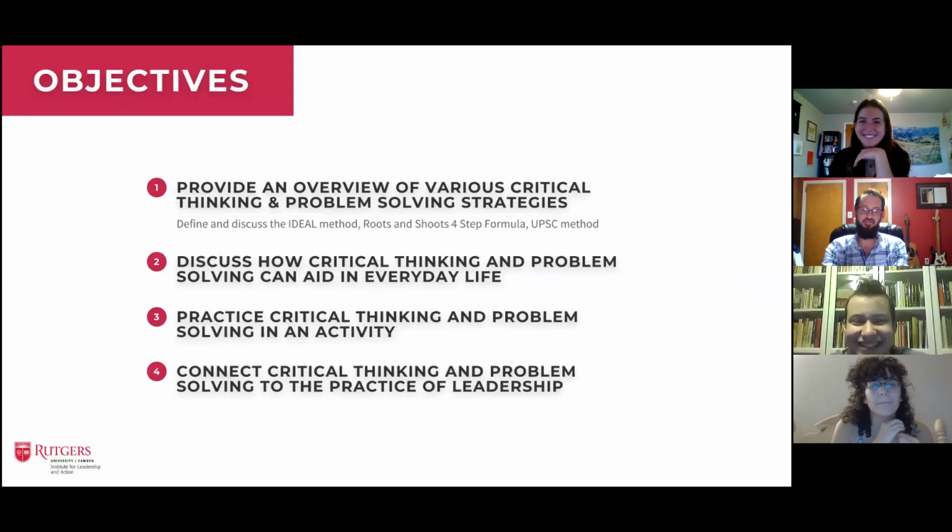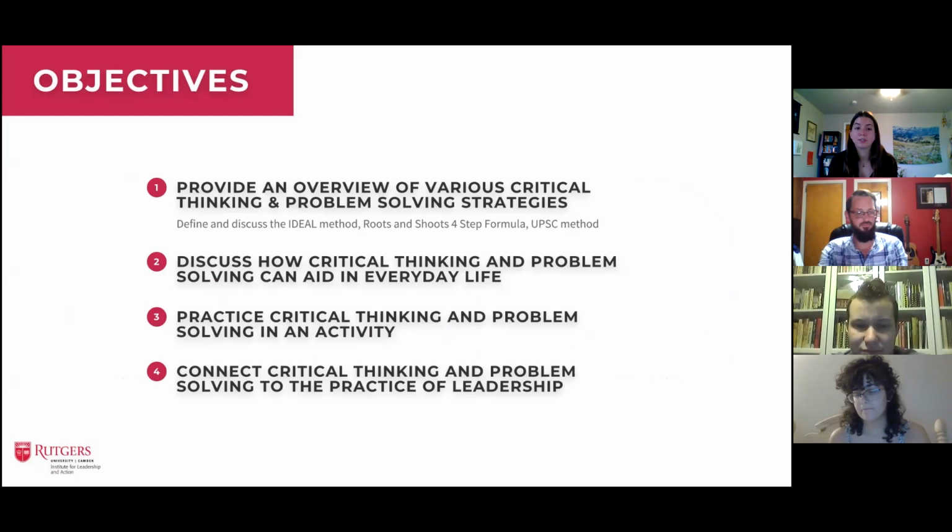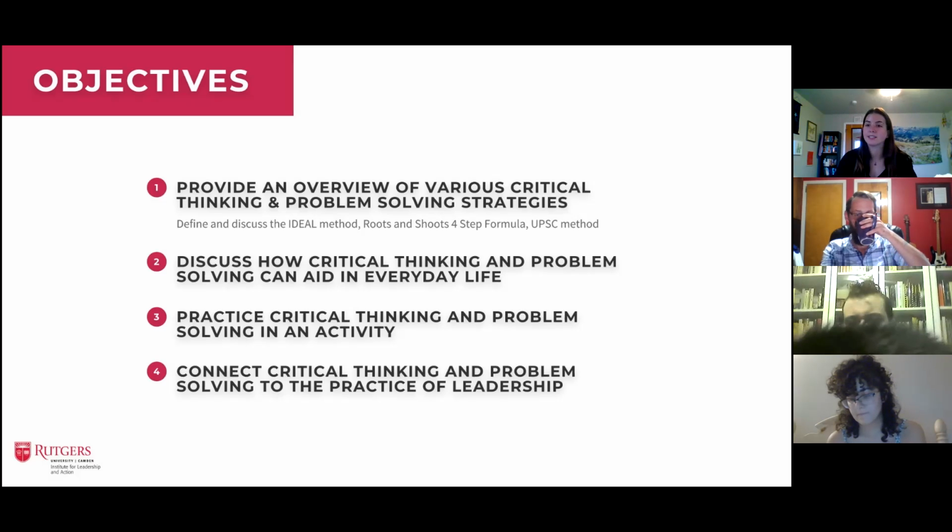And here are our objectives. We're going to provide you with an overview of various critical thinking and problem solving strategies. We're going to go through the IDEAL method, the ROOTS and SHOOTS 4-step formula, and the UPSC method. Then we're going to discuss how critical thinking and problem solving can aid in everyday life. Then we're going to practice critical thinking and problem solving in an activity, which is super fun. I think you guys are going to like it. And we're going to connect critical thinking and problem solving to the practice of leadership.